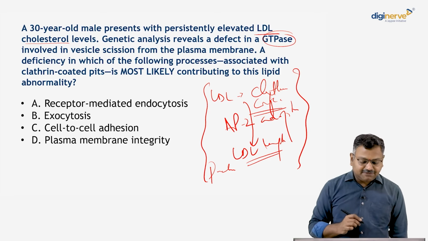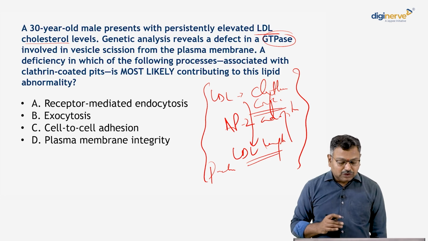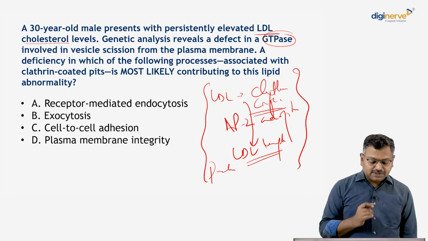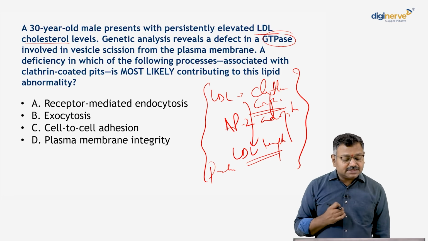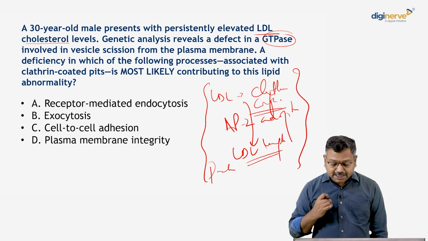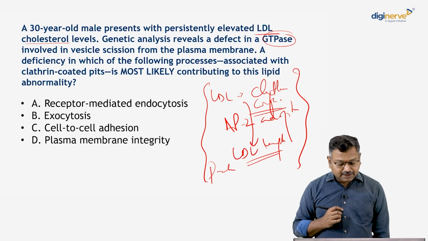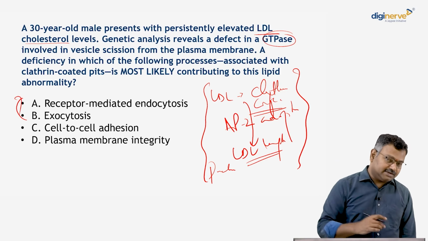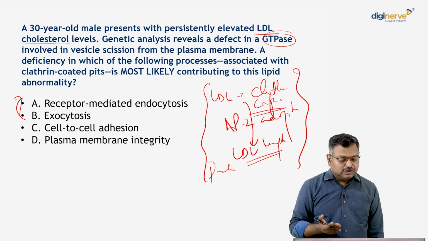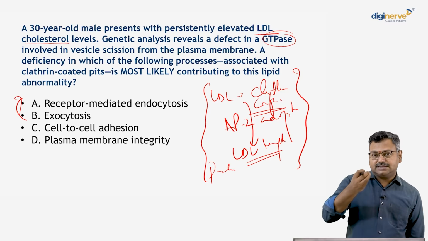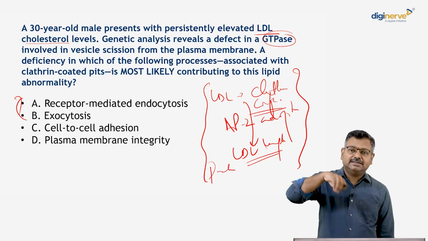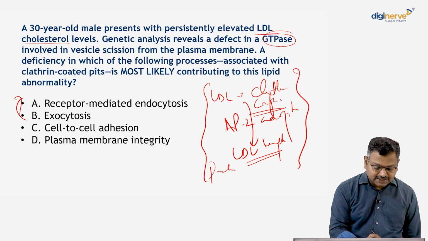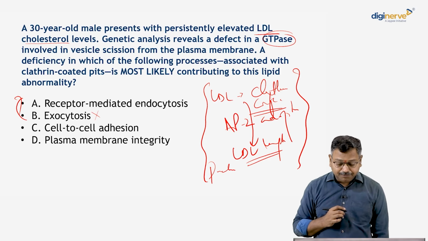So here there is a defect in the GTPase involvement. So is it affecting endocytosis? Is it affecting exocytosis? Is it affecting cell-to-cell adhesion? Is it plasma membrane integrity? Now exocytosis is a process where you are removing whatever, so it is coming out of the cell. So the clathrin coated particles, once the LDL is taken in, then the clathrin is removed. So that is exocytosis. So that's definitely not a correct option here.